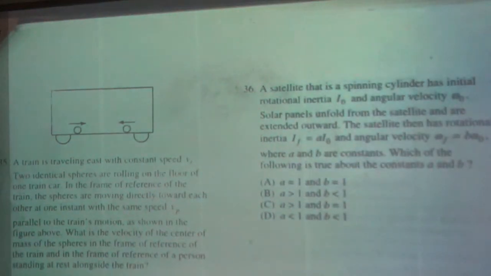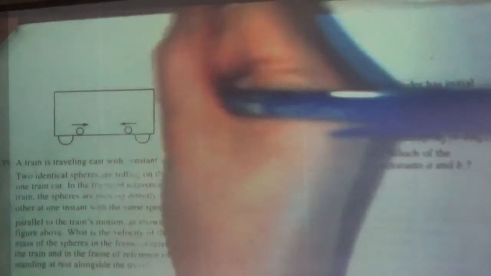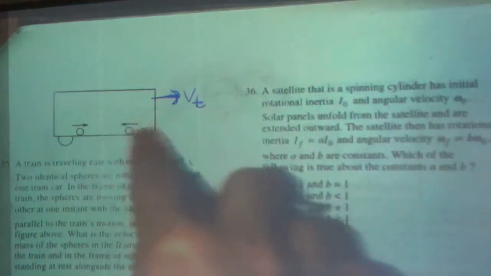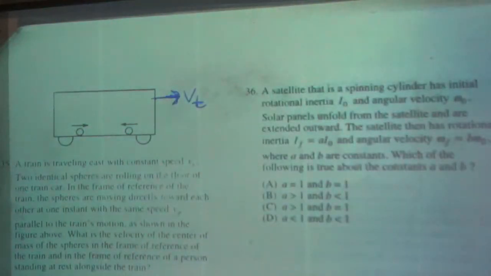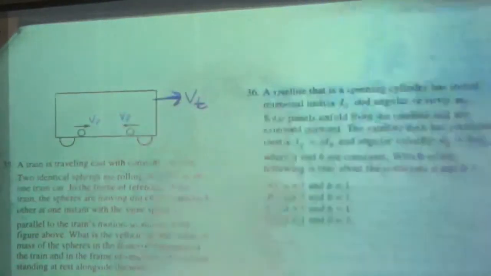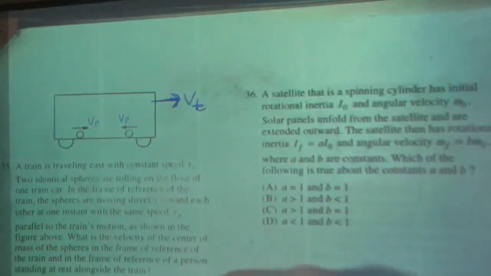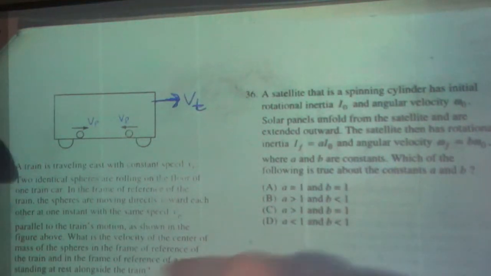A train is traveling east with a constant speed Vt, so I'm going to say the train itself is going at a constant speed Vt. Two identical spheres are rolling on the floor in the frame of reference of the train. The spheres are moving directly towards each other at one instant with the same speed Vp. So this is the speed of them towards each other. And I want to know what's the velocity of the center of mass of the spheres in the frame of reference of the train and in the frame of reference of the person standing at rest alongside the train.